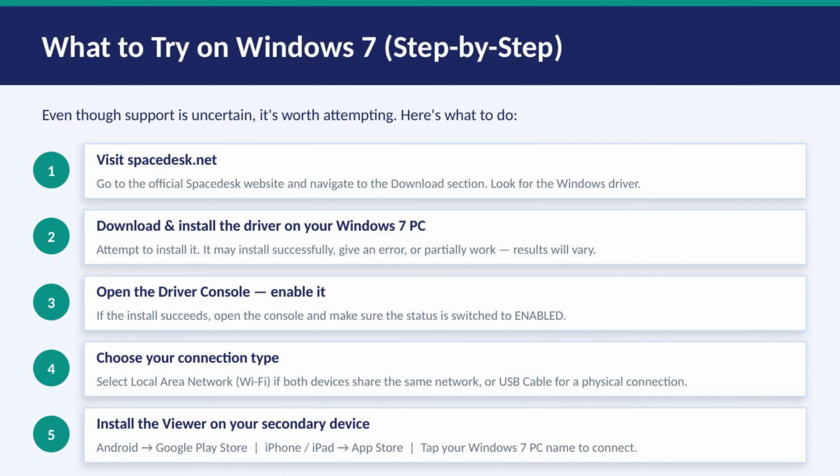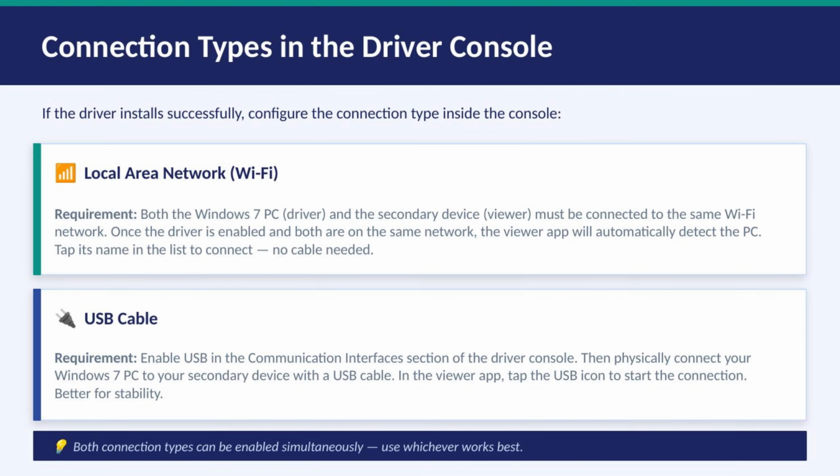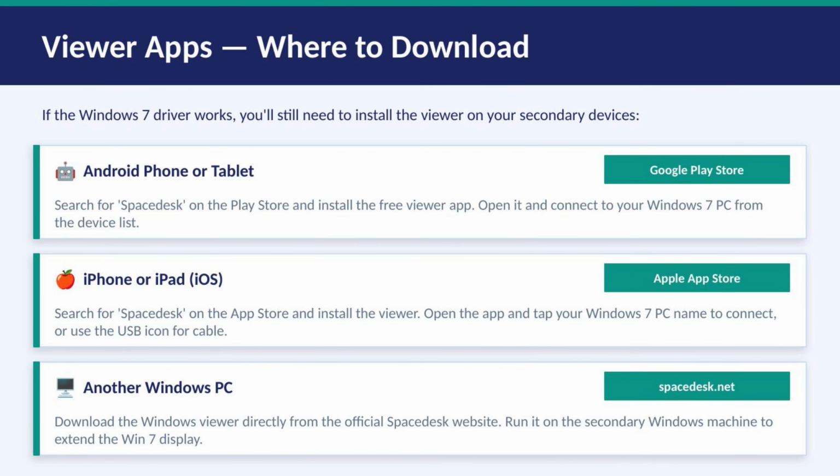Step 4. Choose your connection method. Under Communication Interfaces, select your preferred connection. Option A. Wi-Fi network, local area network. Enable local area network. All devices must be connected to the same Wi-Fi network. Option B. USB cable. Enable USB cable for Android or iOS. Connect your devices with a physical USB cable. Step 5. Connect your secondary device. Open the Spacedesk viewer on your secondary device. If using Wi-Fi, your Windows 7 PC should appear in the device list. Tap it to connect. If using USB, tap the USB icon after plugging in the cable.